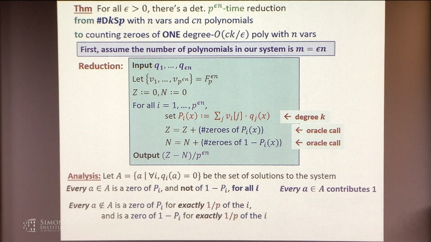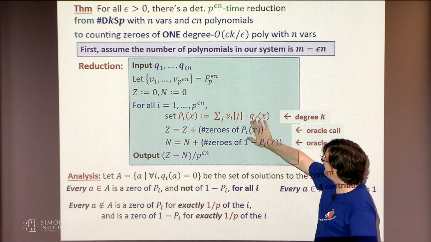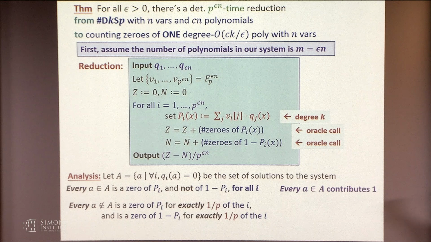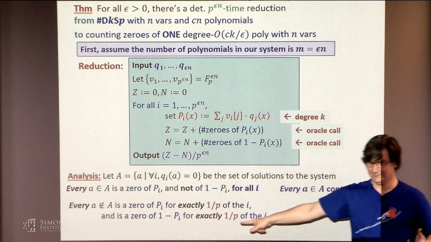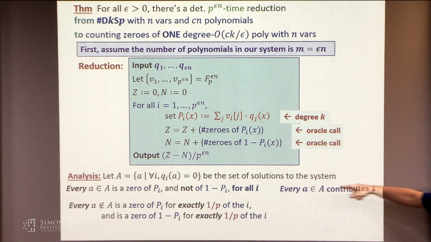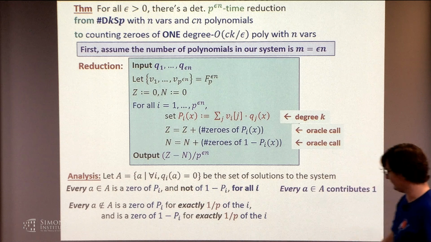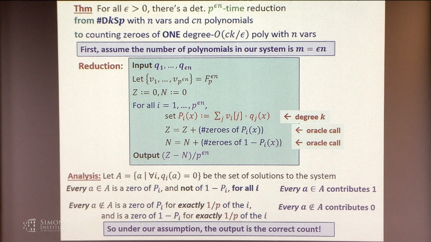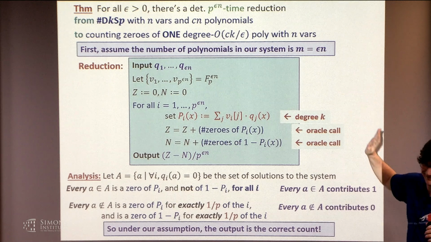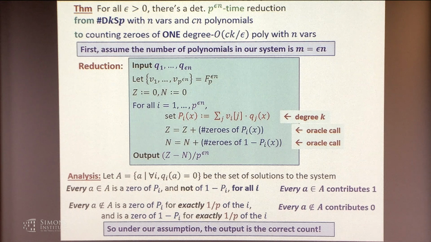Similarly, everything that's not a solution makes the vector of polynomials a non-zero vector. I'm counting up, over all possible vectors, the number of times that a non-zero vector becomes zero when I take the inner product. That's going to happen exactly 1 over p of the time that it comes 0 and exactly 1 over p of the time it comes 1. So those will cancel out. I'm counting up the exact same number there, they just completely cancel. And so every non-solution contributes 0. So under our assumption, this output is a correct count. Of course, we've got epsilon in there, and we would like to have some arbitrary constant times n. It's a very, very simple reduction.